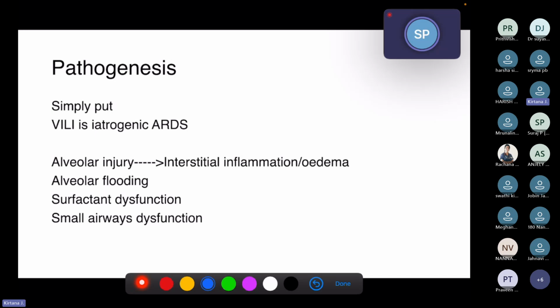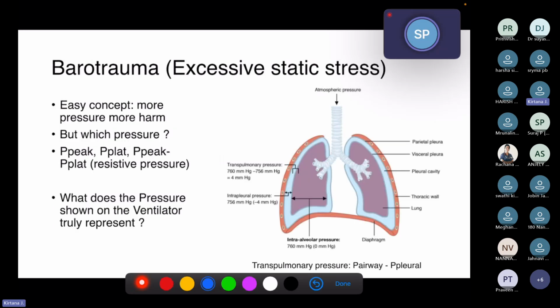So, what are the mechanisms by which a patient develops ventilator-induced lung injury? These are the common described mechanisms. The first is barotrauma, that is increased pressure leading to trauma. Then you can have volutrauma, you can have atelectrauma, biotrauma, and ergotrauma. We'll look at them one by one. So the first, barotrauma, which is also known as excessive static stress. So pressure is related to stress and volume change is related to strain. So barotrauma is also known as excessive static stress.